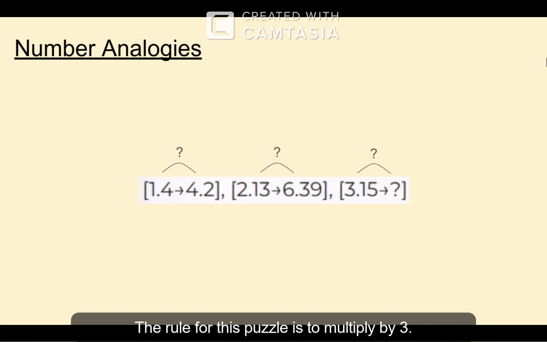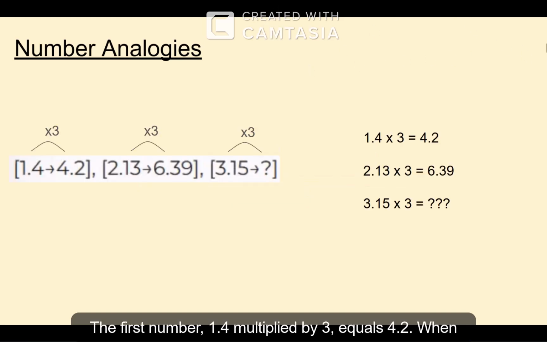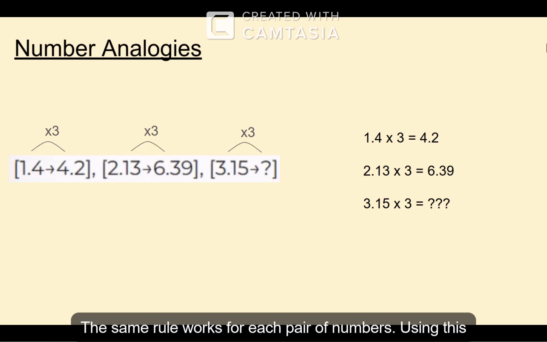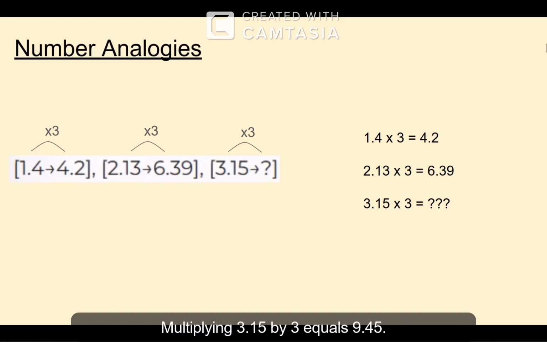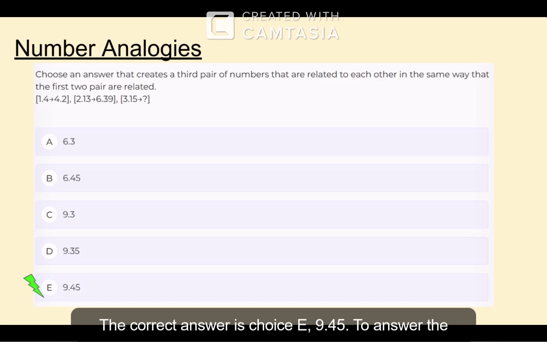The rule for this puzzle is to multiply by 3. The first number, 1 and 4/10 multiplied by 3, equals 4 and 2/10. When 2 and 13/100 is multiplied by 3, the answer is 6 and 39/100. The same rule works for each pair of numbers. Using this rule, what is the missing number in the third pair? Multiplying 3 and 15/100 by 3 equals 9 and 45/100. The correct answer is choice E, 9 and 45/100.